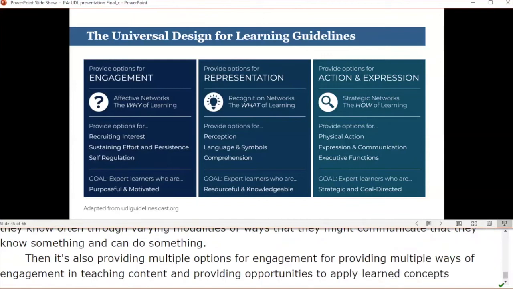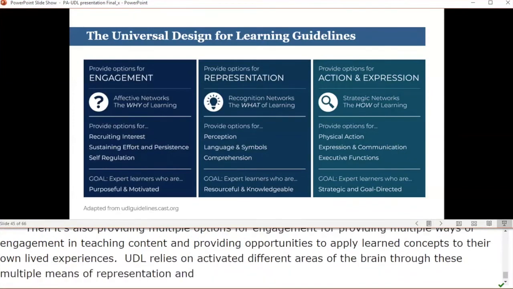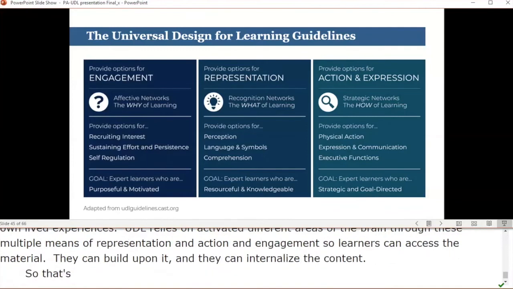And UDL relies on activating different areas of the brain through these multiple means of representation and action and engagement. So learners can access the material, they can build upon it, and they can internalize the content. And so that's a very kind of quick overview of what UDL is.